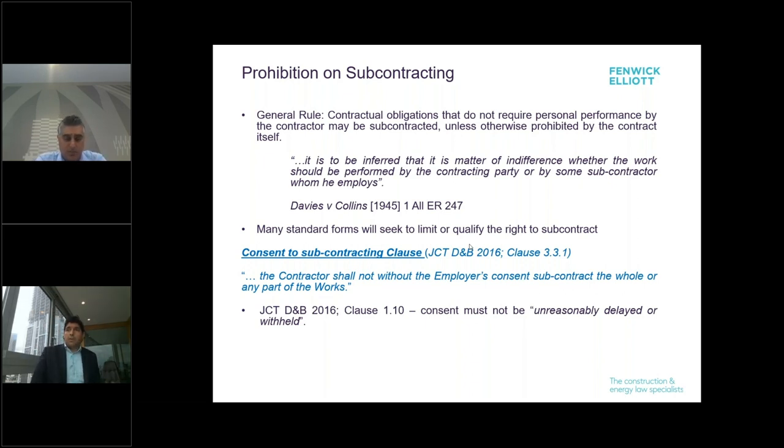And a lot of people are caught out by that, particularly if you don't want to get into a discussion over a particular trade package that you're committed to going to. You're best getting it pre-approved up front. And just a point to note there, the consent is qualified by clause 1.10, which says the employer's consent may not be unreasonably delayed or withheld.